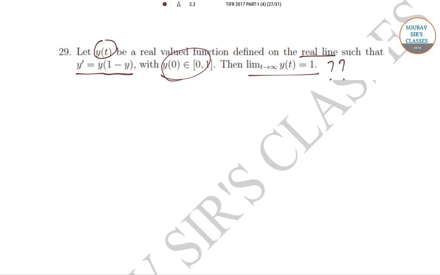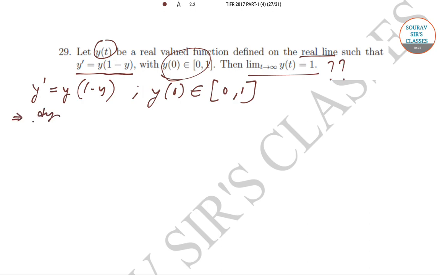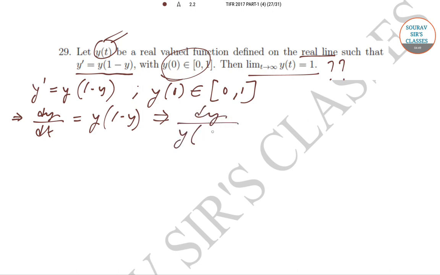Let's find out. Now it has been given that y dash is equal to y into 1 minus y, and also y(0) belongs to the closed interval 0 to 1. Now y dash is equal to y into 1 minus y, so this y dash is nothing but dy/dt, since y is a function of t. So dy/dt is equal to y into 1 minus y. So if we do some adjustment, then we get dy by y into 1 minus y is equal to dt.